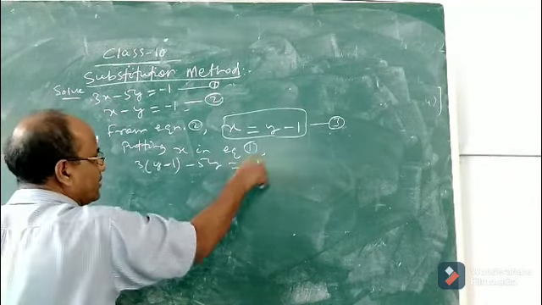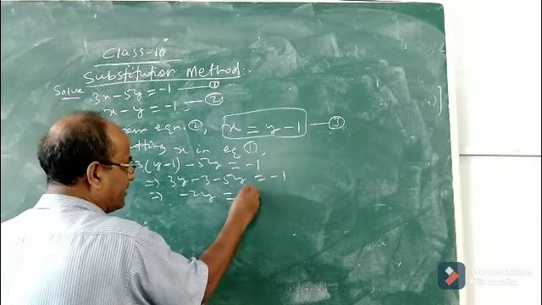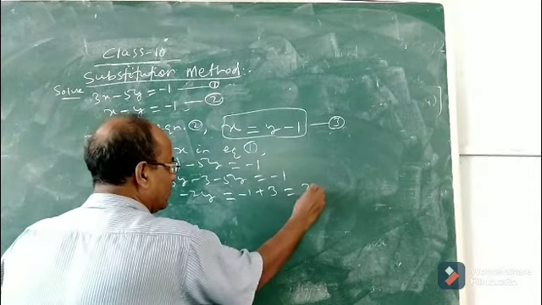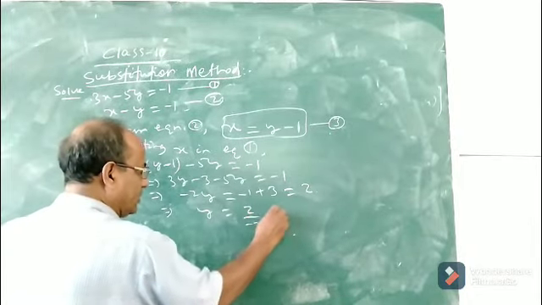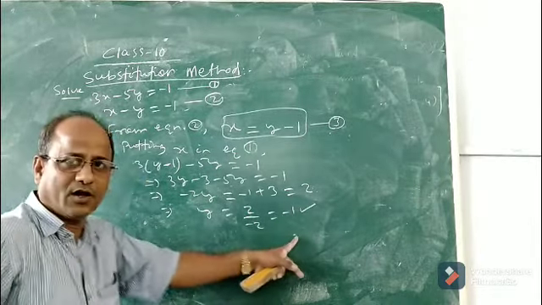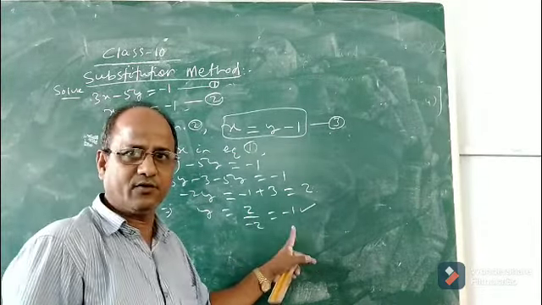Now let us solve. So it is 3y minus 3 minus 5y equal to minus 1. You see, 3y minus 5y, like terms, it will be minus 2y. Minus 3 carry to the right hand side, it is minus 1 plus 3, it will be 2. So y equal to 2 by minus 2, it is minus 1. You see, you got the value of y, because it has been reduced to a linear equation in one variable. So I could easily find the value of y.